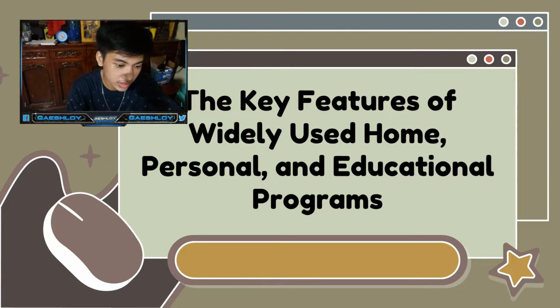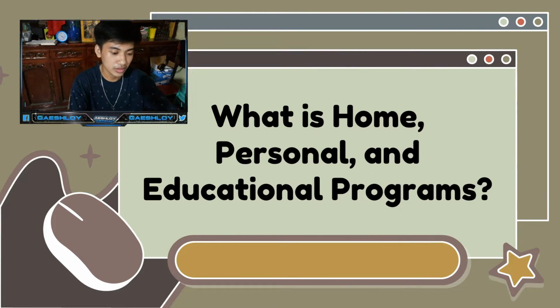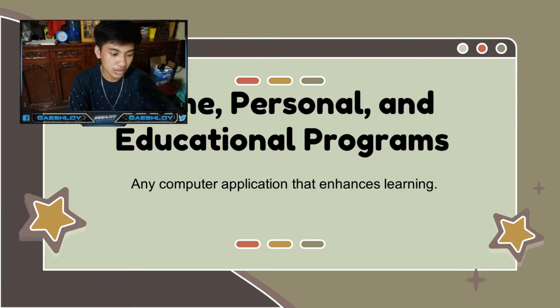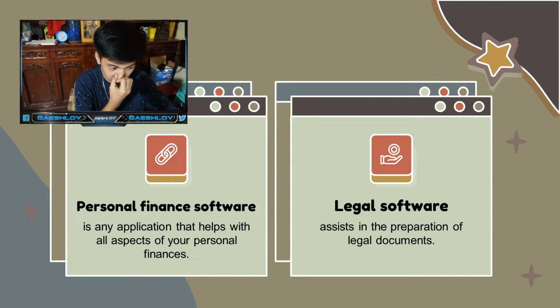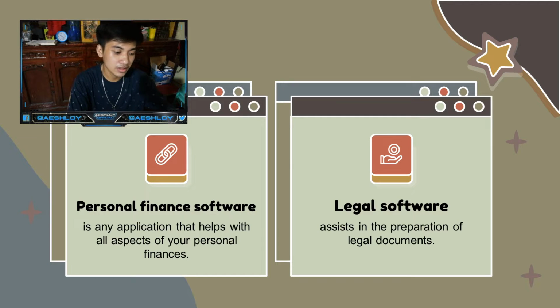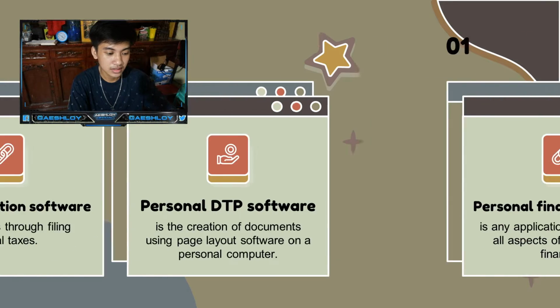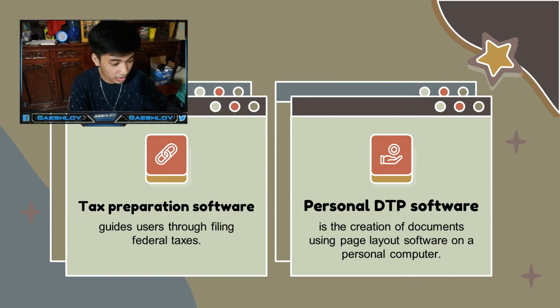So now let us move on to the key features of widely used home, personal, and educational programs. So what are home, personal, and educational programs? They are any computer applications that enhance your learning and your home and personal activities. We have examples right here. Personal finance software is any application that helps with all aspects of your personal finances. Then we have legal software, which assists in the preparation of legal documents. Then tax preparation software guides users through filing federal taxes.